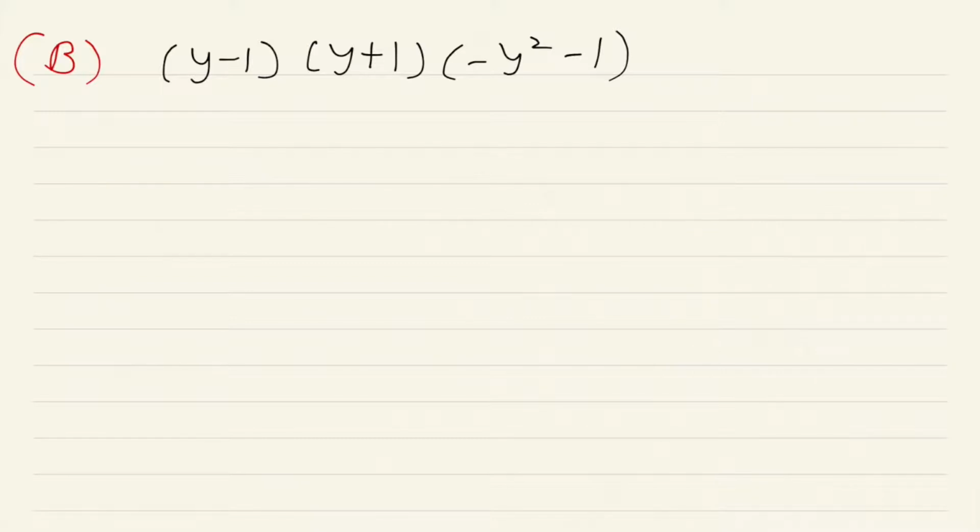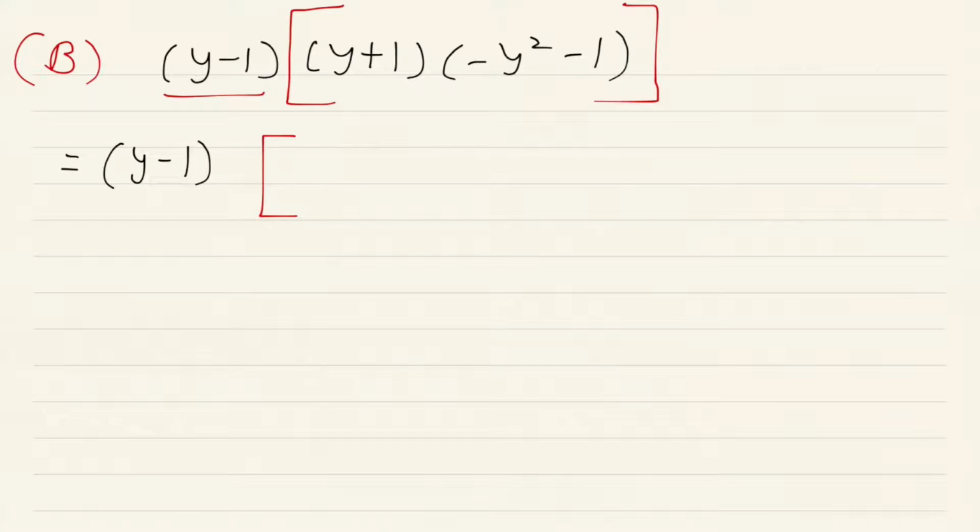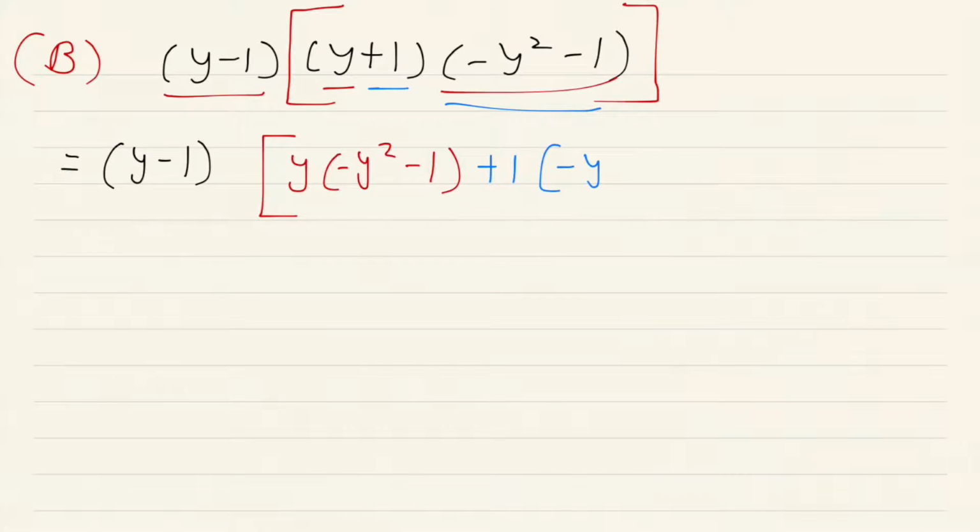Let's try grouping the second two binomials together and doing that set first. So we will do this first and then multiply that answer by y minus 1. So that's y minus 1 times, we will multiply the first term with the second expression. So that's y times negative y squared minus 1. And then the second term, that's plus 1 times negative y squared minus 1.